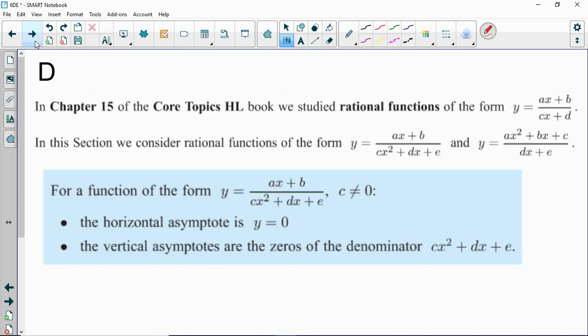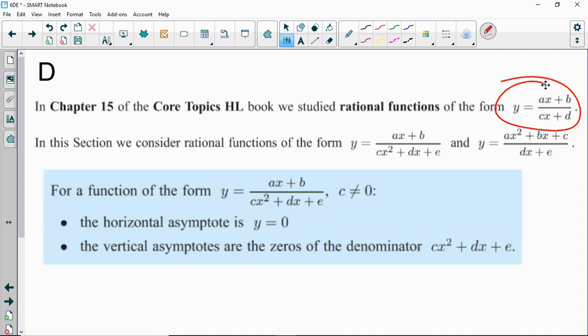All right, so back in the core book, we saw rational functions that looked like that, a linear divided by a linear. And now we're just going to talk about a linear divided by a quadratic or a quadratic divided by a linear. No problem. We can really think about them in the same way. There's honestly not a lot of new stuff to consider here. If we have a quadratic in the denominator, the horizontal asymptote is going to be y equals 0.